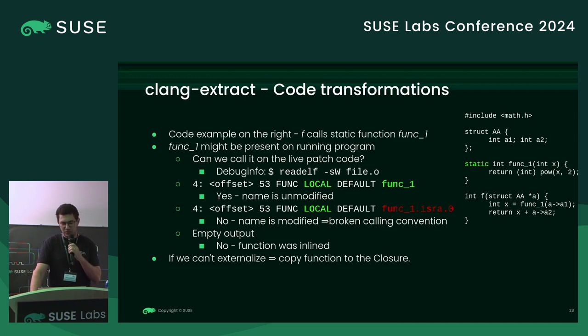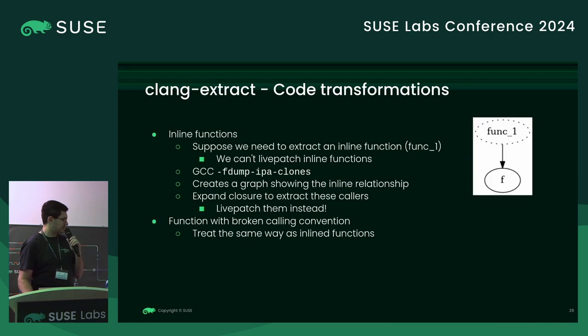If func a is optimized, there is a naming change, and then we have a broken calling convention, so we need to copy the symbol altogether. And if the function was inlined, we also need to copy it for the closure, so we can't externalize it. For inline functions, we can inline them. Then we check the fdump-ipa-clones file. This file contains all relations and all decisions that GCC made, like whether a function was inlined or not. Then it creates a graph with the relations of which function includes which.